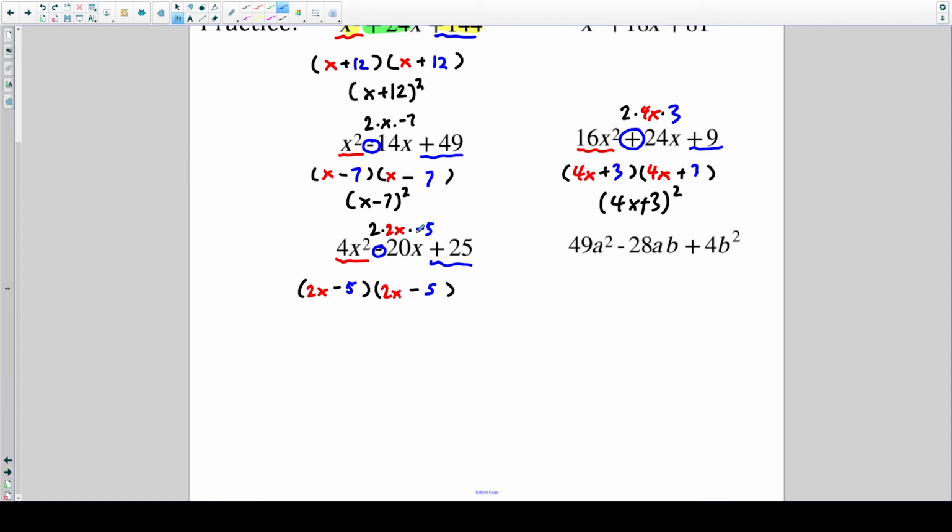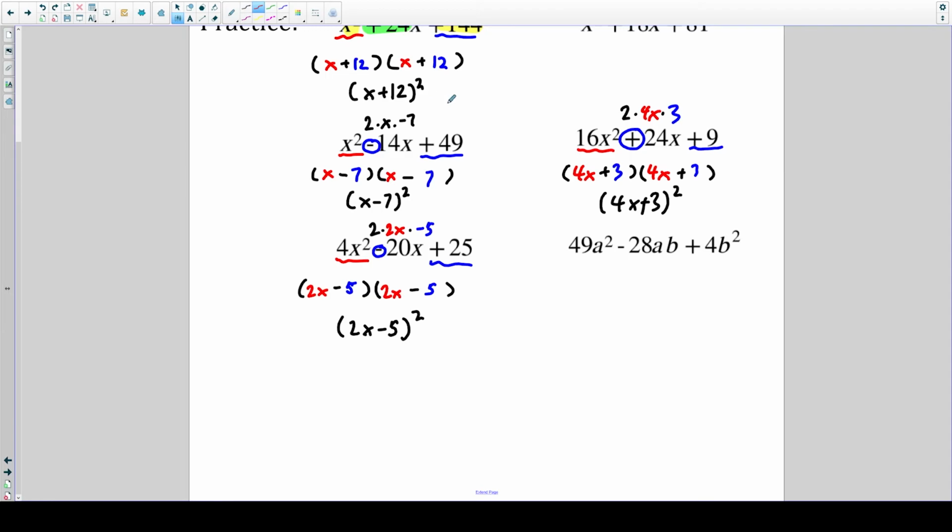So 2 times 2x times negative 5 gives us negative 20x. So we know that it's a perfect square trinomial. And we can rewrite this as 2x minus 5 squared. Like always, make sure that you guys verify your answers whenever possible or whenever you have time, to make sure that once you've multiplied these binomials out, we end up with the original trinomial.